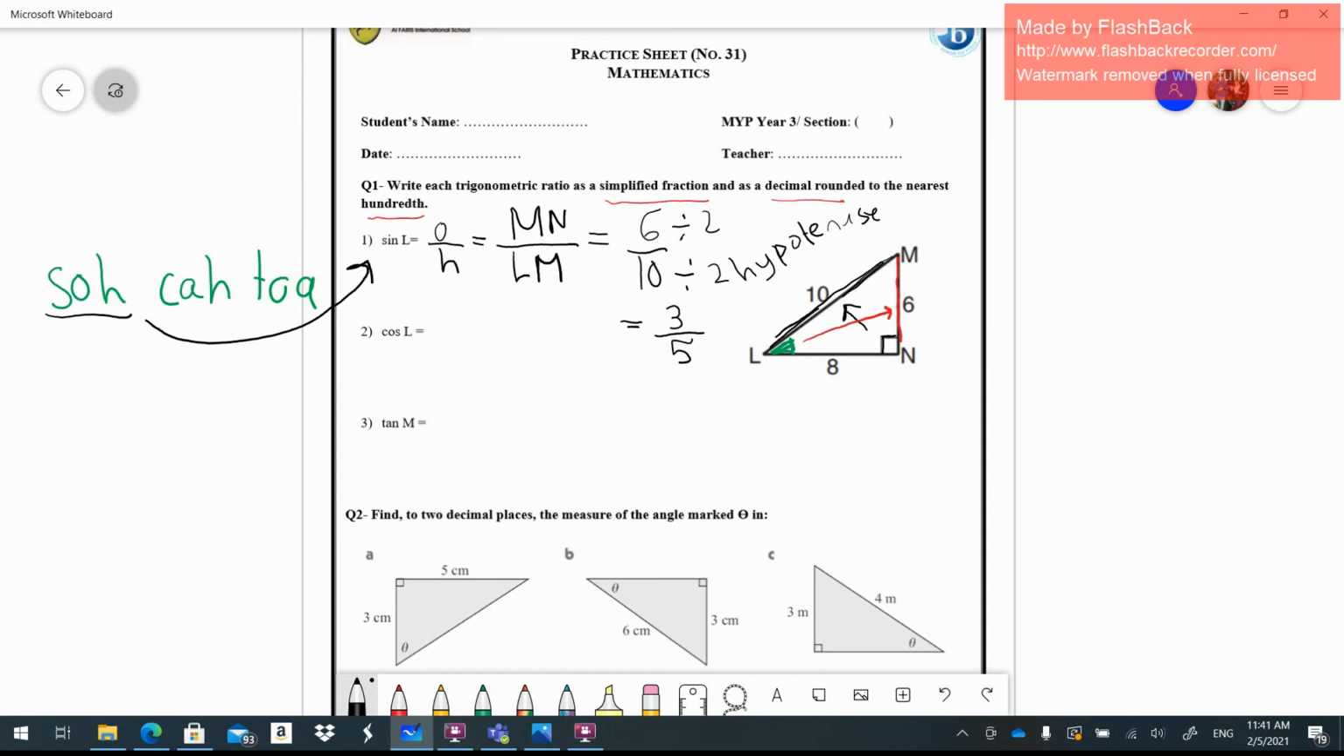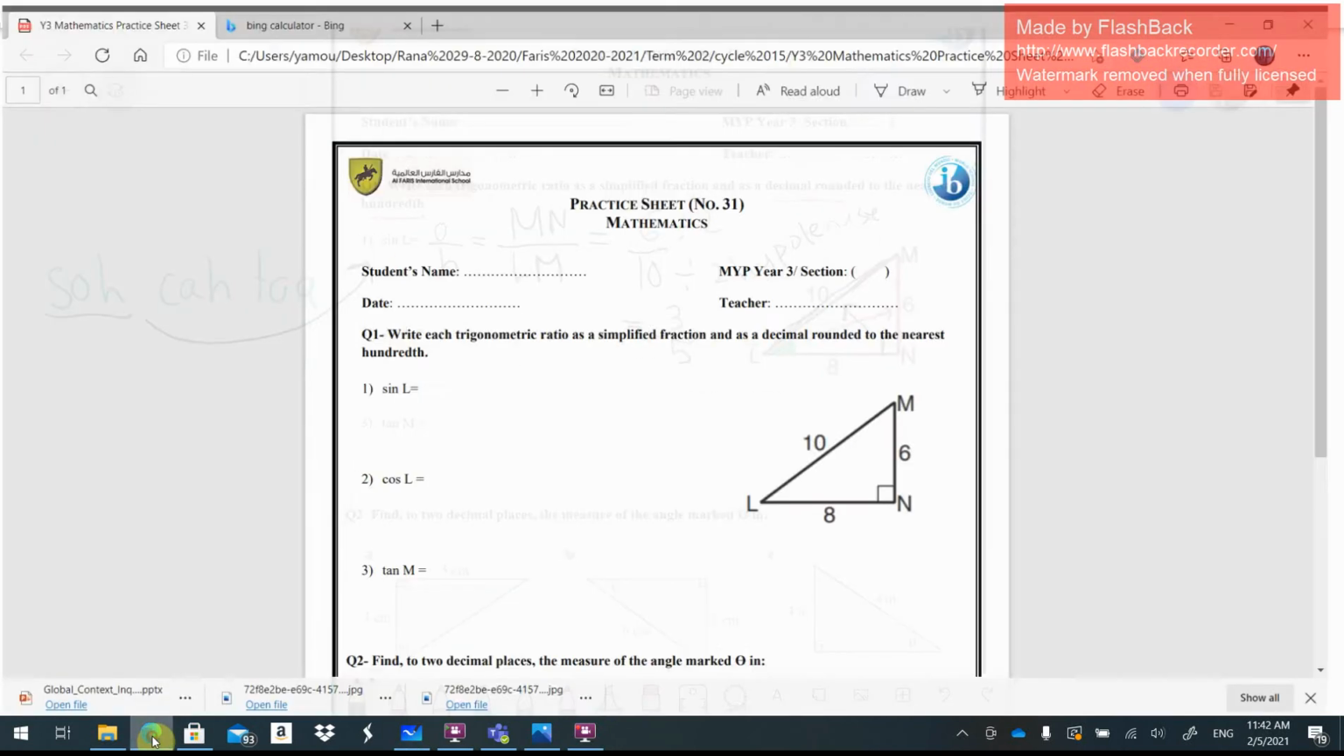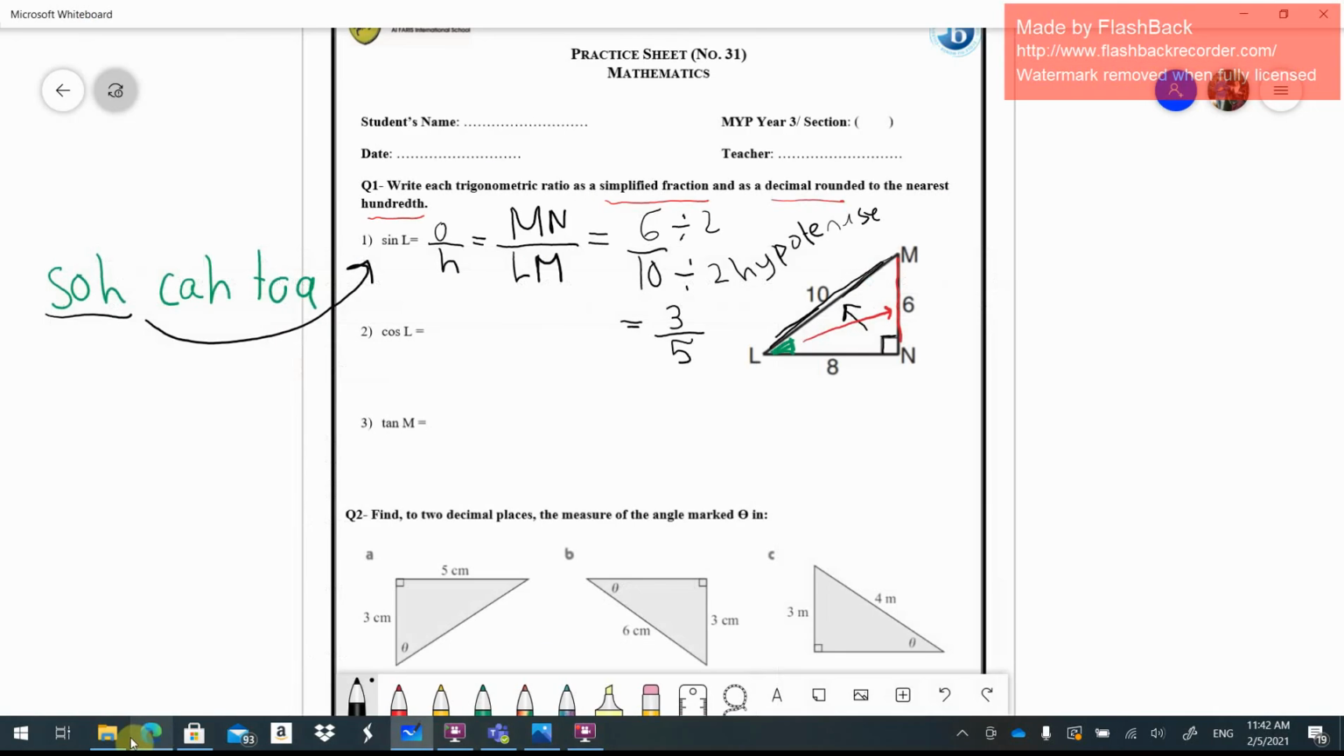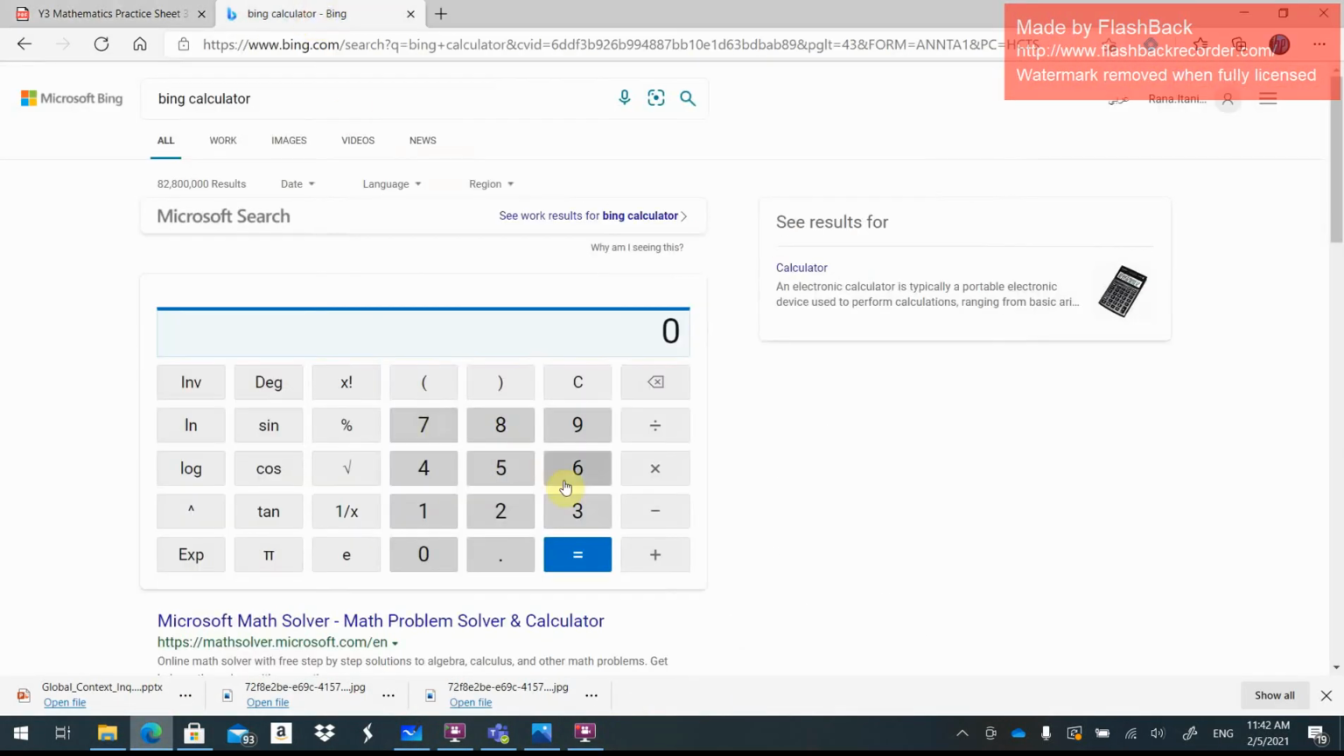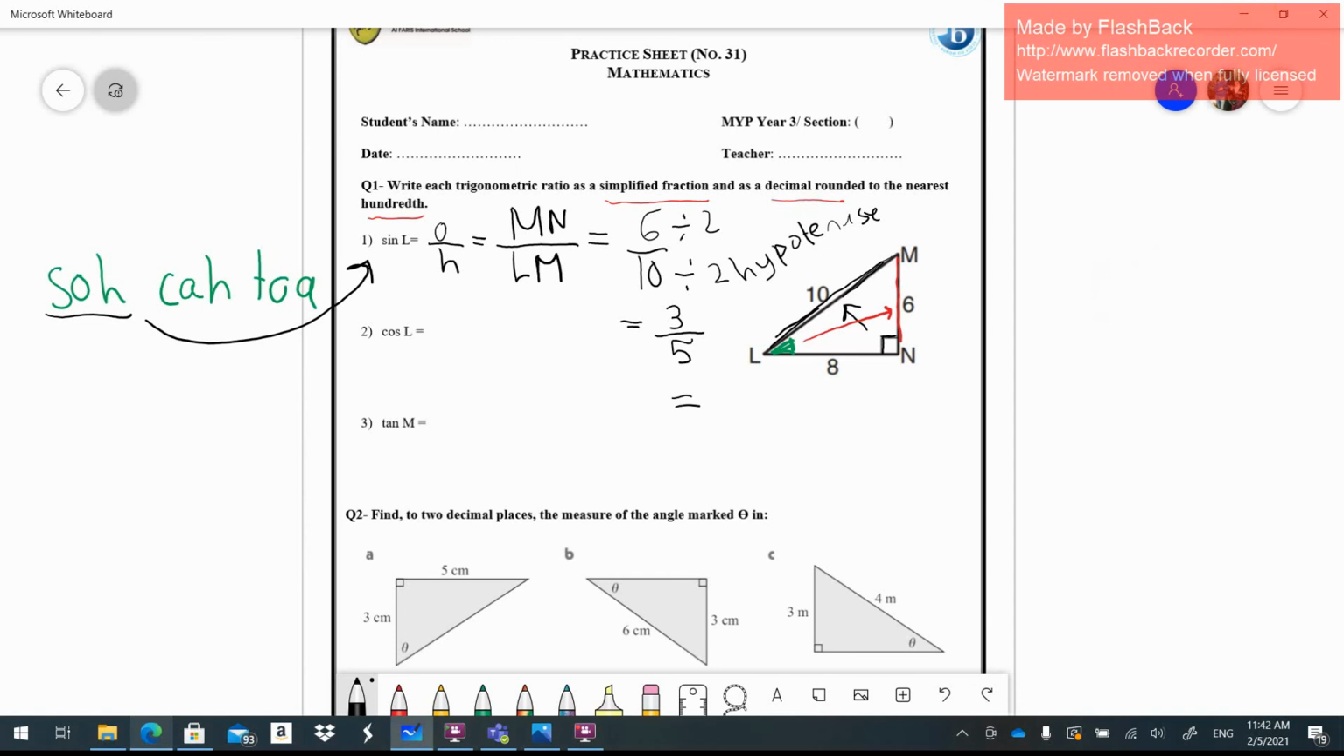I stop here. Then I have to divide, since they told me to write it also as a decimal. Remember that a fraction can also be written as a percentage or as a decimal. Fraction means division. Therefore, on the calculator, you will divide 3 by 5. You will get 0.6. So therefore, my answer is 3 over 5 or 0.6.